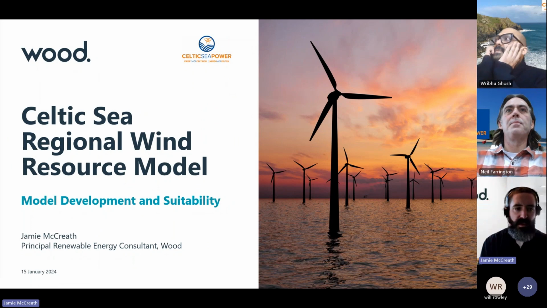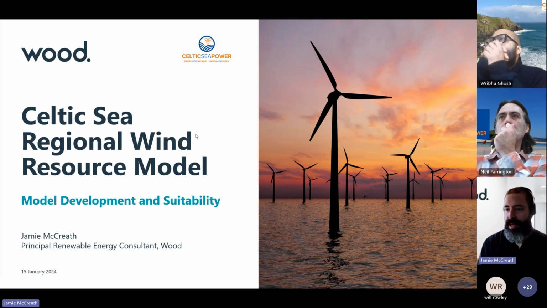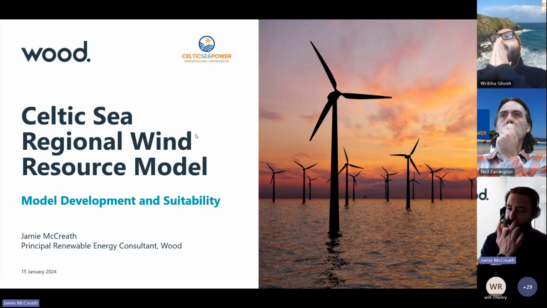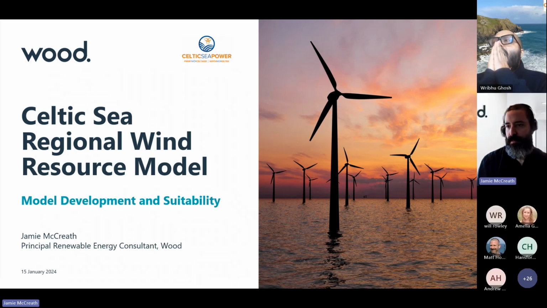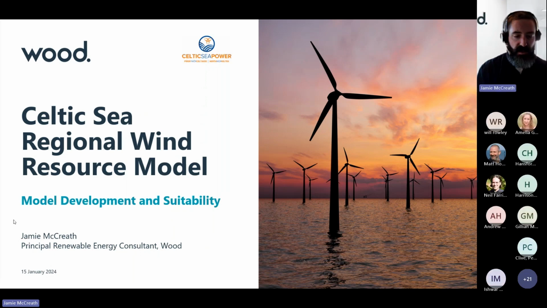So Rebu's teed up everything that's gone before the wind resource model in terms of the wind measurement campaign. But Wood has also been working alongside Celtic Sea Power to produce a regional wind resource model that covers the Celtic Sea region that's of interest as part of this study. I've been one of the analysts that's been working on this. My name's Jamie McCreth, and I'm a principal consultant at Wood, working in the wind industry primarily.